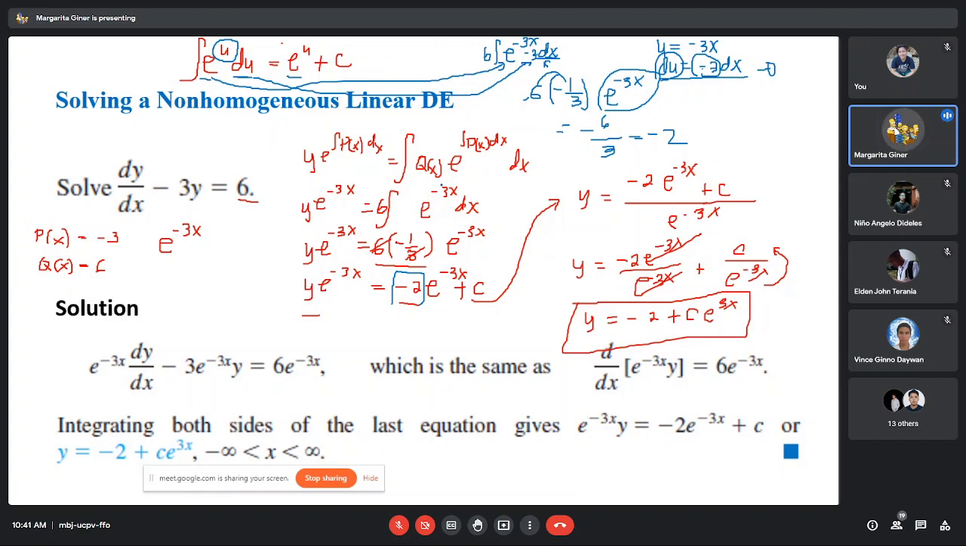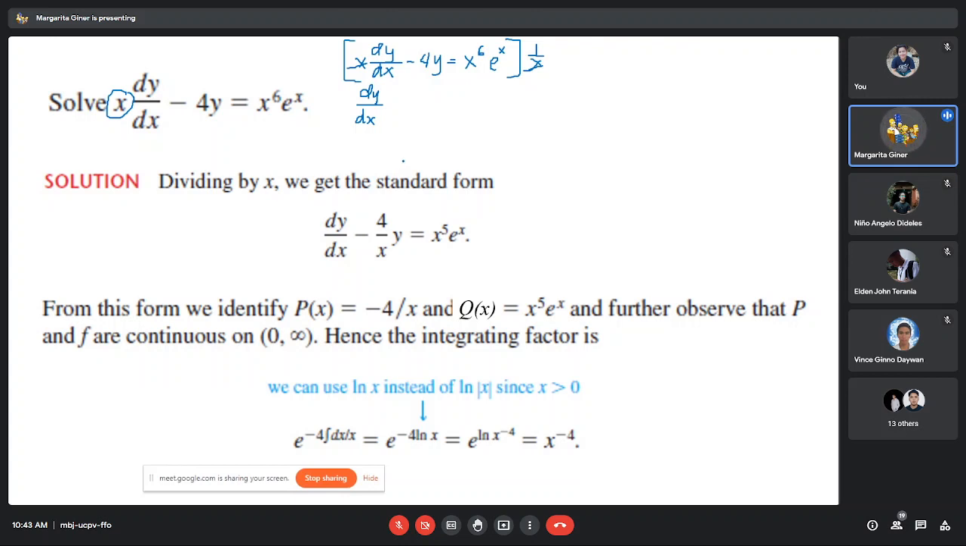What we will multiply by 1 over x. So, if you're going to have 4y, multiply it by 1 over x, is equals to x to the 6 e raised to x multiplied by 1 over x. Okay? So, it will cancel out, so 5 will be left. Because you subtract the exponent when you divide.